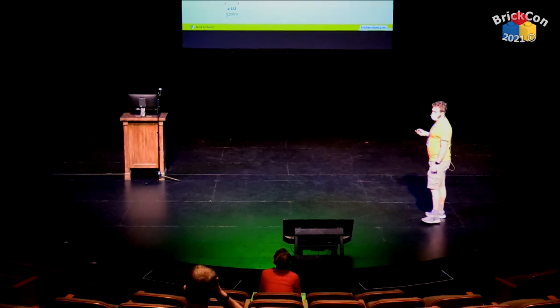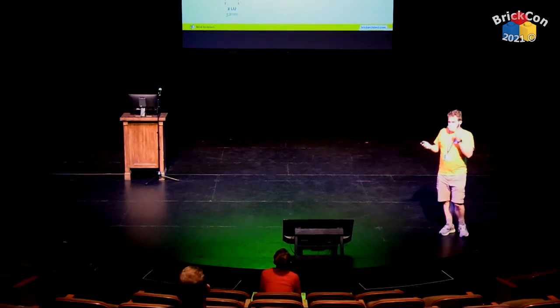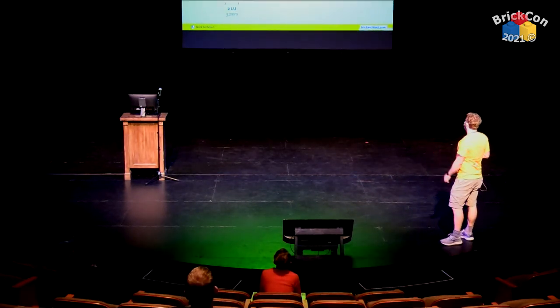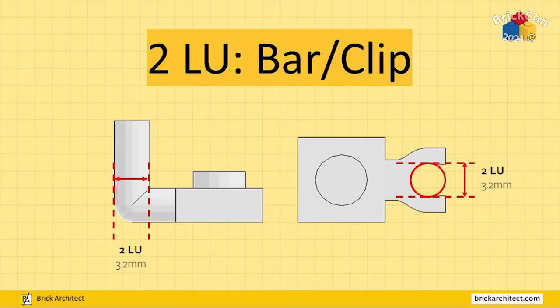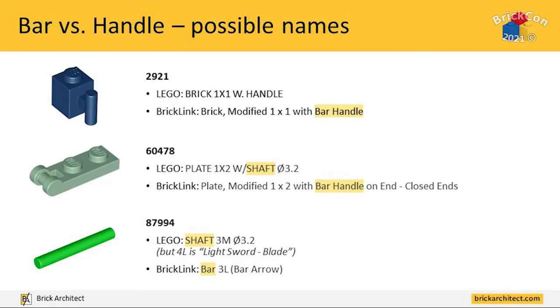So I do call it a bar and clip. I'm not saying that's right. It's just what works for me. And the whole system of the bar and clip is this 2 Lego unit diameter. And here's some of those names for the pieces. The Lego Group has given us this really great terminology, calling it a shaft, which feels kind of aggressive as a name. But that's never, I think, used in the community. It's almost always like a bar or something similar to that.